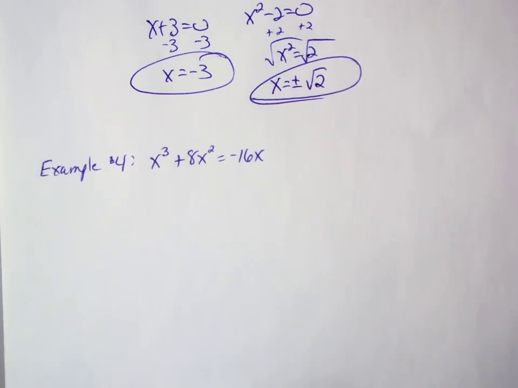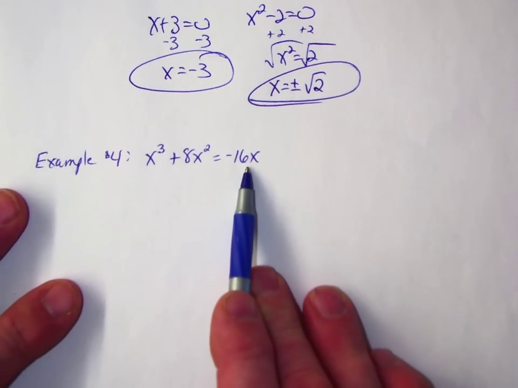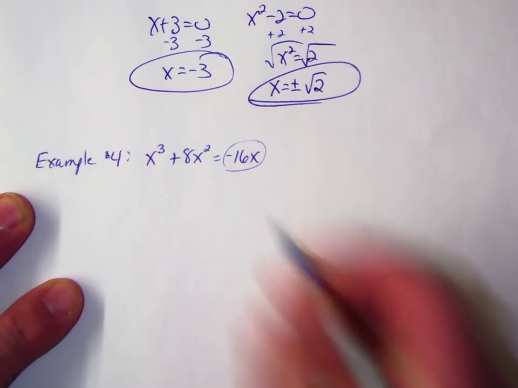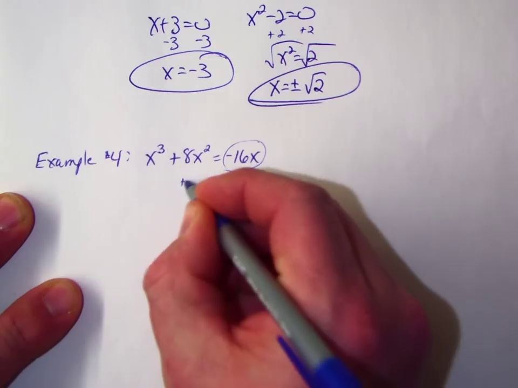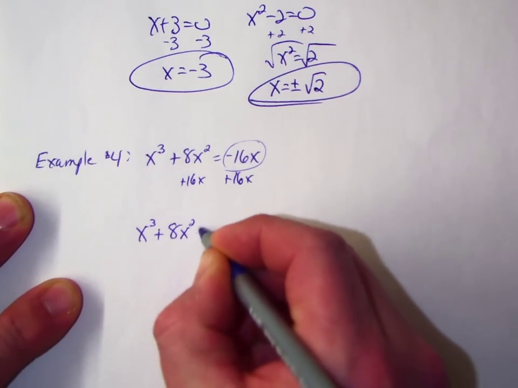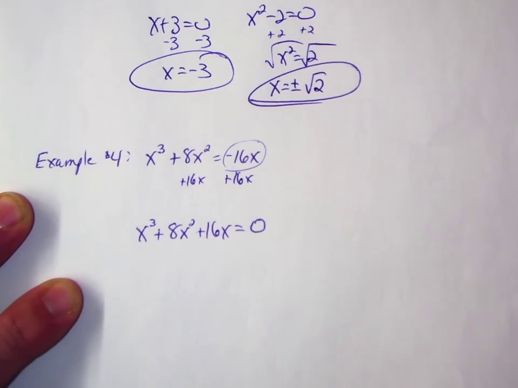Then our last example. All right. You notice here this is not equal to 0. So I got to set it equal to 0. So I must take this negative 16 to the other side. So I'm going to add 16x to both sides. So over here I have x cubed plus 8x squared plus 16x is equal to 0.